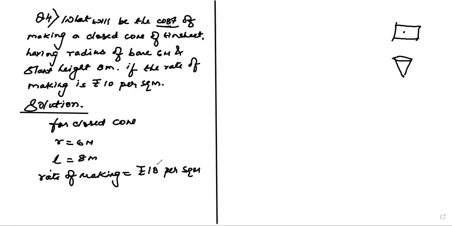That means for one square meter, rupees 10, for unit area, rupees 10. So naturally, we should know the total area of the cone. Because it's a closed cone, it has total surface area. So I'm going to calculate the total surface area of the cone first. Total surface area will be pi r into (L plus r).